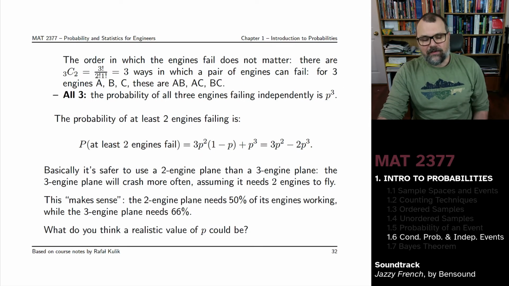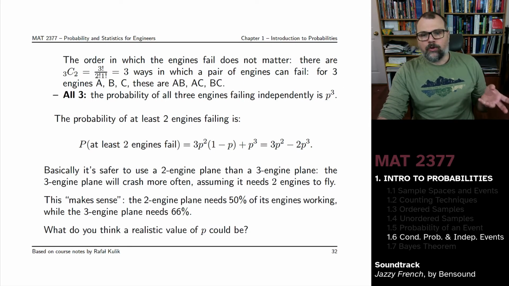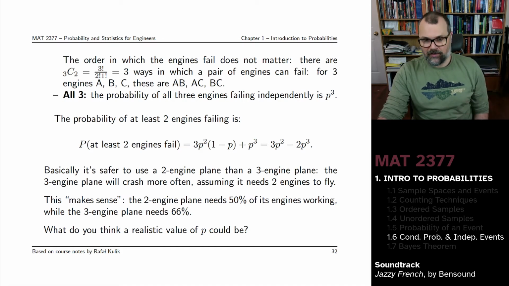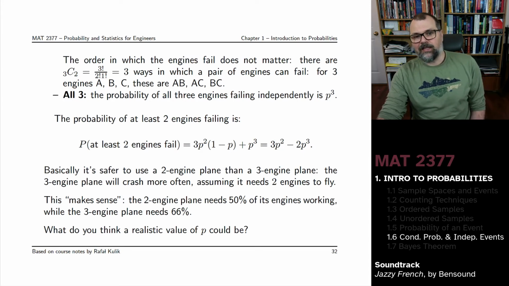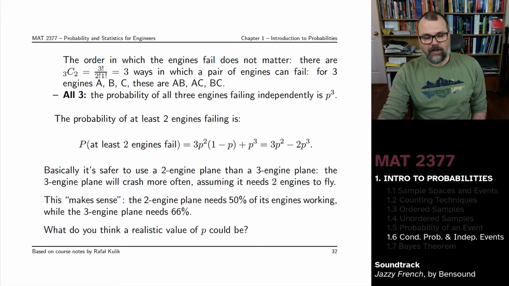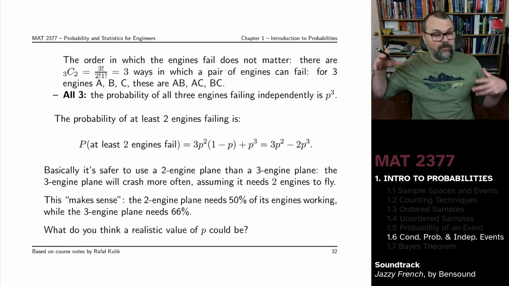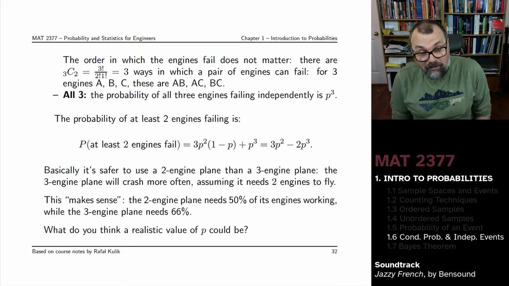That sort of makes sense if you think about it this way. In order for the plane to keep working, keep flying, a 2-engine plane needs 50% of its engines working, but the 3-engine plane needs 66% of its engines working. That's why it's less likely to be problematic if you fly a 2-engine plane than if you fly a 3-engine plane, even though 3-engine planes tend to be bigger and we tend to think of them as safer.